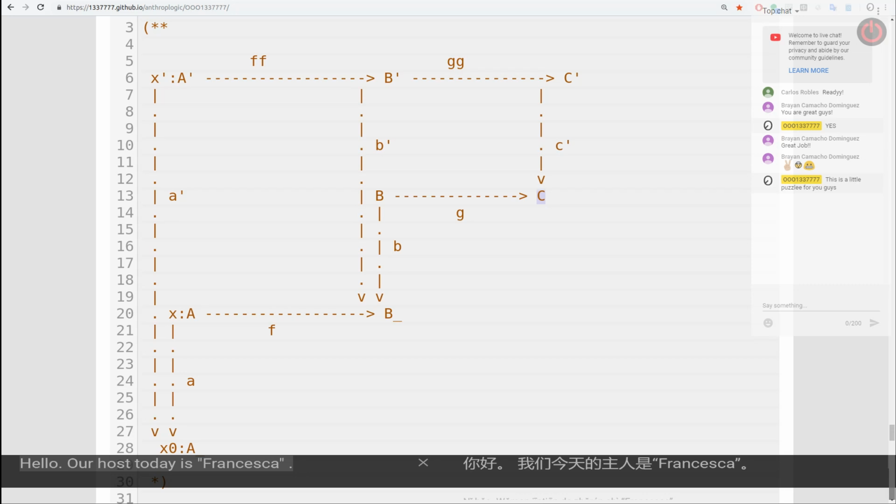So, can you guess how we will do it? It has to involve what we saw last time, last week.